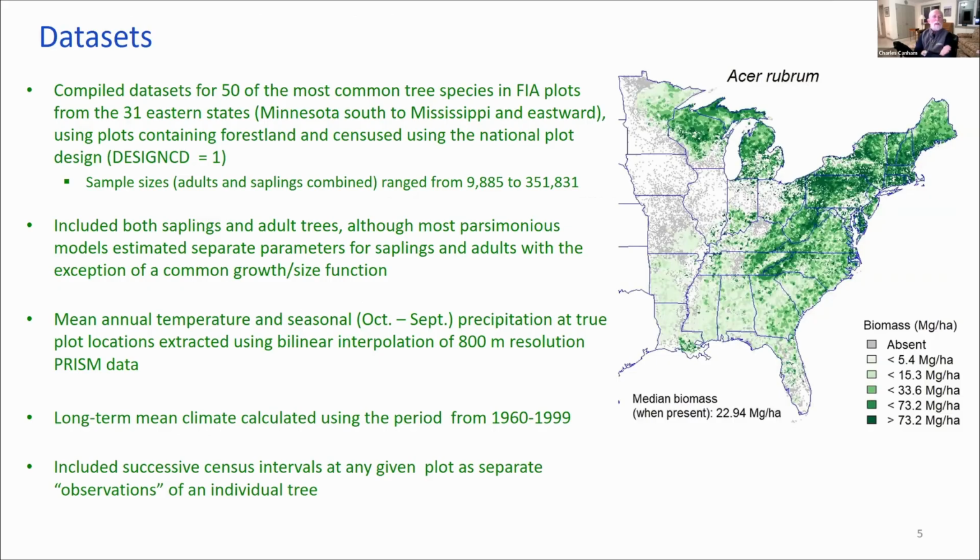Okay, the data sets: we, again, have been working with the 50 most common tree species. Sample sizes range from a small of just under 10,000 to over 350,000 for red maple.